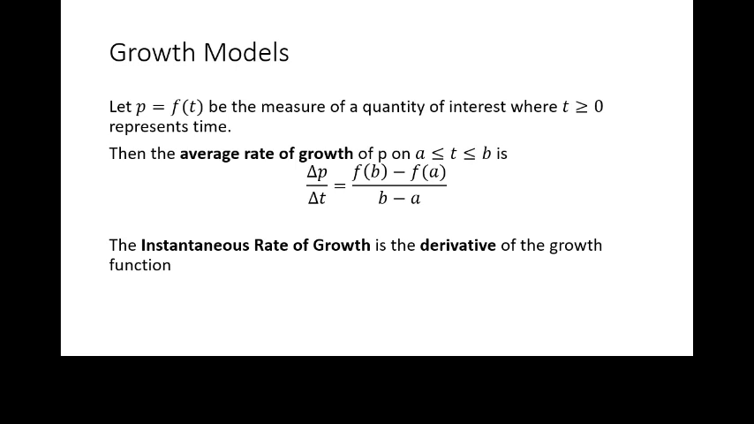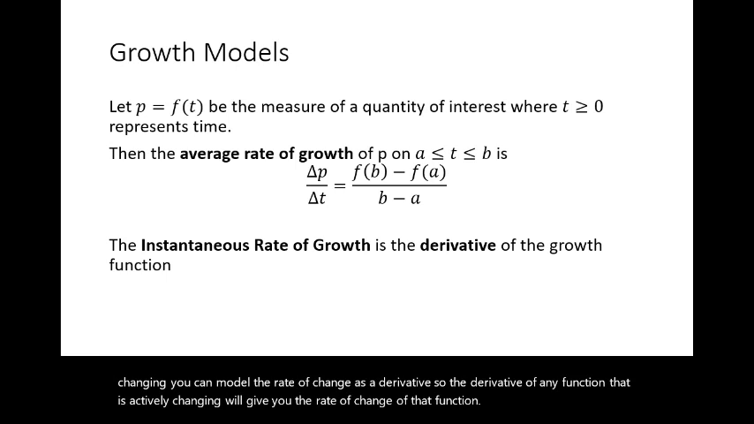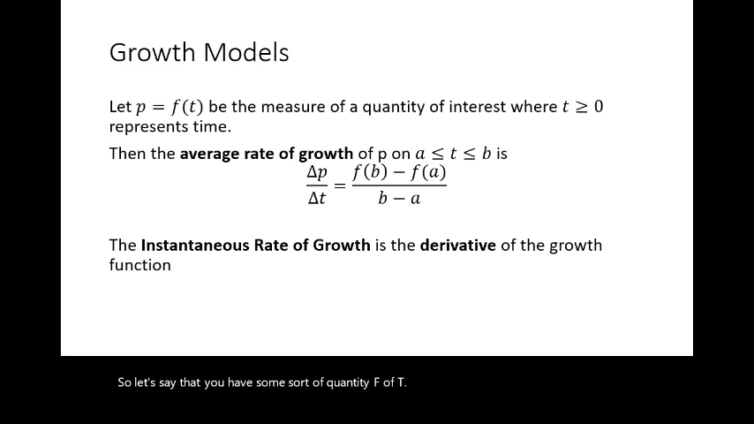So let's say that you have some sort of quantity f of t which is growing. I don't care what it could stand for. Let's just say f of t models a growing quantity. So the average growth rate is just going to be the average rate of change of the function f of t on the time interval a to b. So the average growth rate is going to be the ending value f of b minus the starting value f of a, divided by the time interval b minus a.